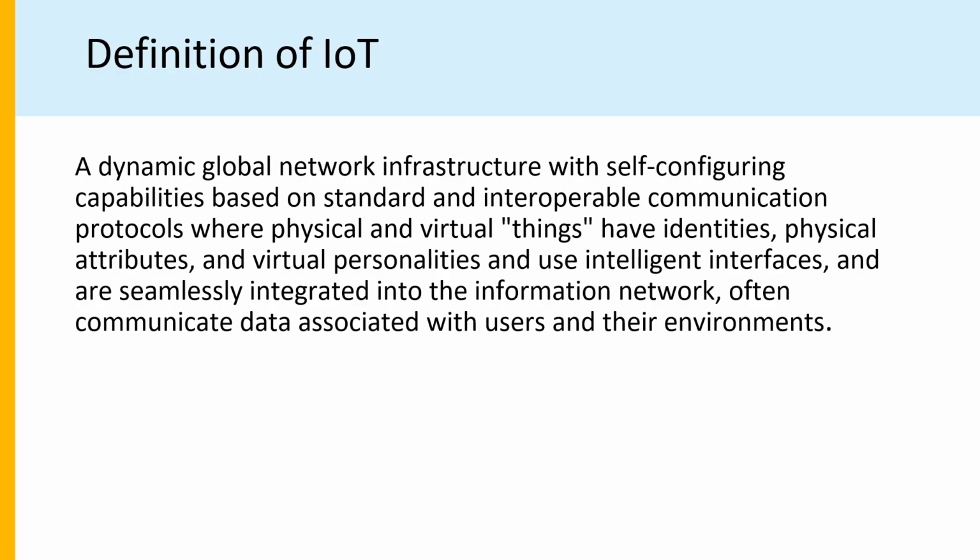IoT is a dynamic global network infrastructure with self-configuring capabilities, based on standard and interoperable communication protocols, where physical and virtual things have identities, physical attributes, and virtual personalities, use intelligent interfaces, and are seamlessly integrated into the information network. They often communicate data associated with users and their environment.